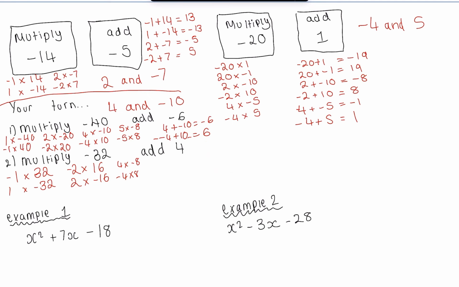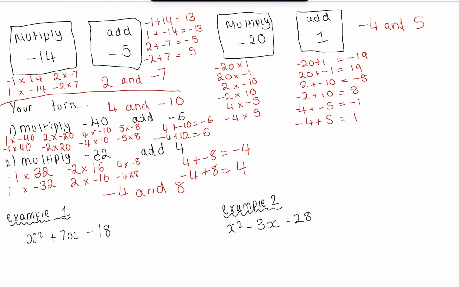Last one here, we've got 4 add negative 8, and then we've got minus 4 add 8. Now 4 add negative 8 gives me minus 4. Minus 4 add 8 gives me positive 4. So here, it's minus 4 and 8. So it's really important you get them the right way around.